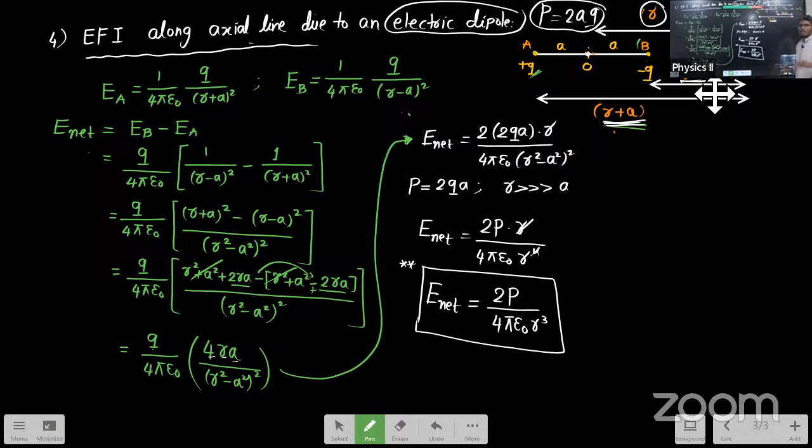And the distance from point B to point P is how much? R minus A. Next, what did we do? We determined the electric field acting due to the point charge minus Q and point charge plus Q at this particular unit positive charge. And we determined the net electric field intensity along the axial line due to an electric dipole. I hope you understood this answer. If you are done with this, we'll move on to the next important concept, that is, electric field intensity along the equatorial plane due to an electric dipole.